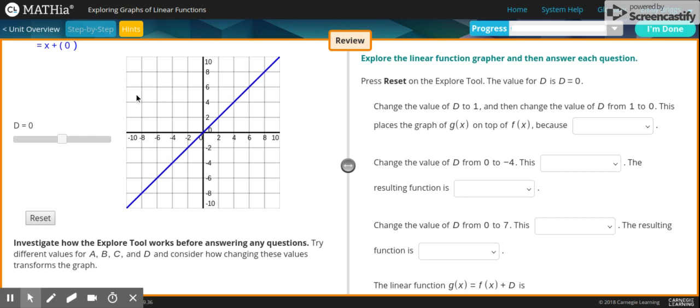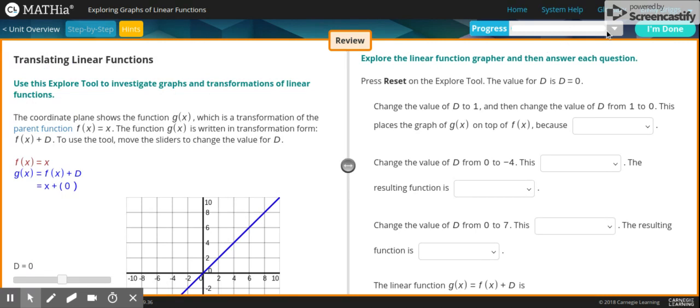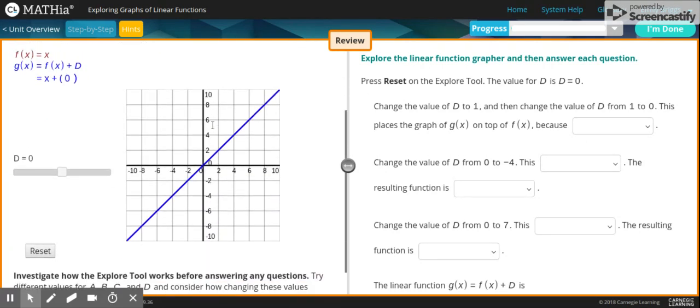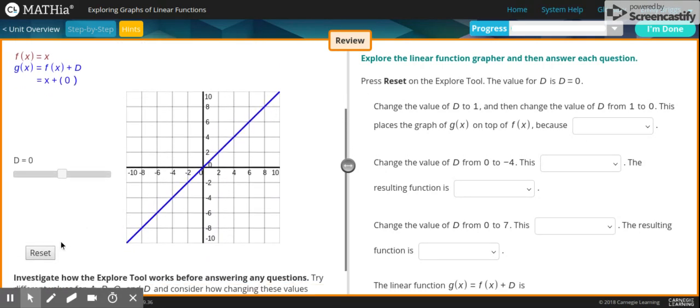Hi guys, so today we're going to be exploring graphs of linear functions. So I'm just going to look up here and you just have to do a certain amount of problems. So I'll walk you through one to two of the problems. So press the reset button on the Explorer tool. Your Explorer tool is always over here. So you're just going to click reset.